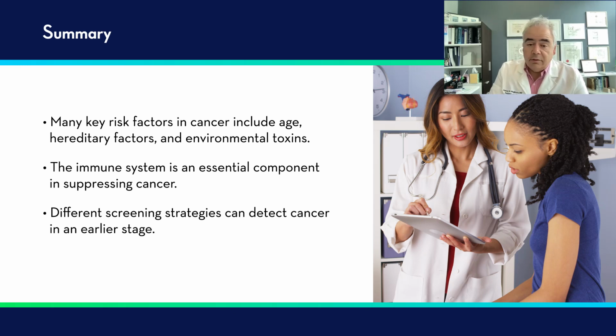We learned that the immune system is an important component to suppressing cancer, and that patients who have suppressed immune systems, either through disease or through therapeutics, may also be at increased risk of cancer and perhaps should increase their screening strategies. We also talked about many different screening strategies that can detect cancer at an earlier stage. Again, there are many ways to reduce one's risk of cancer and to improve one's risk if you actually have cancer by detecting it at an earlier stage.